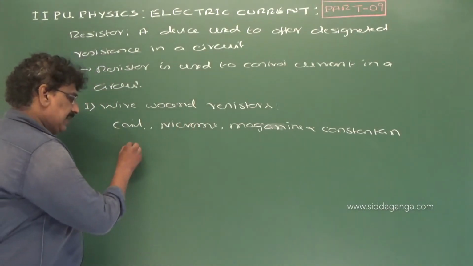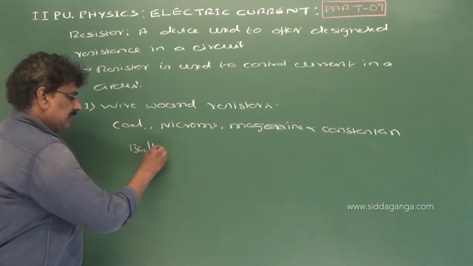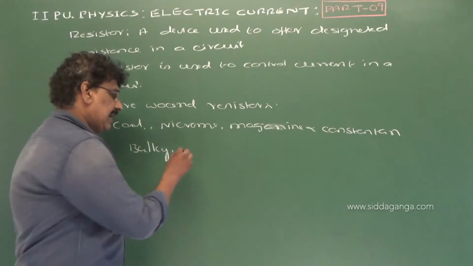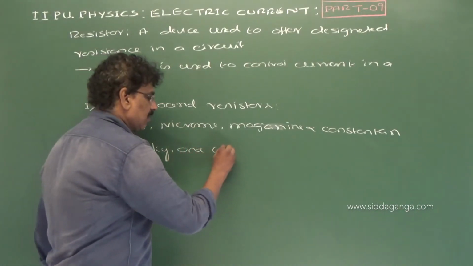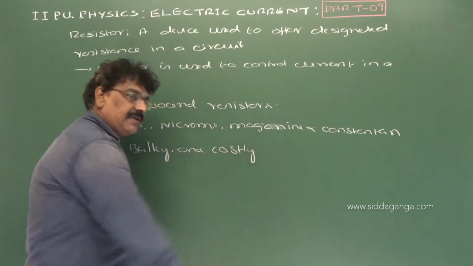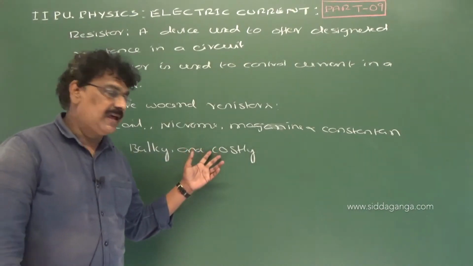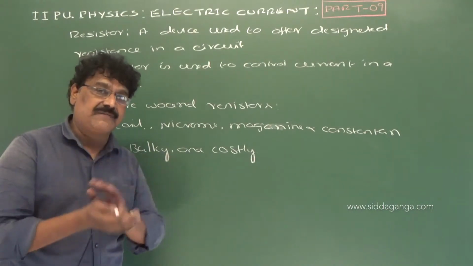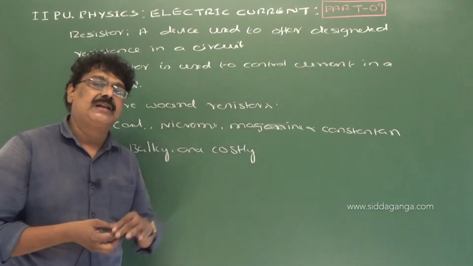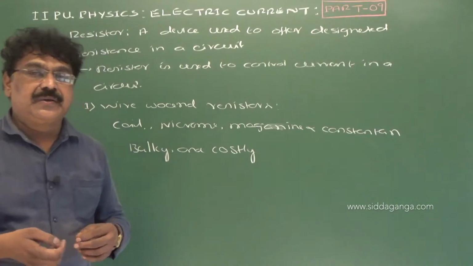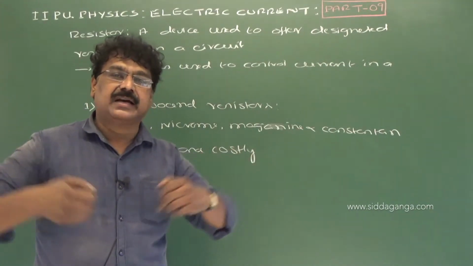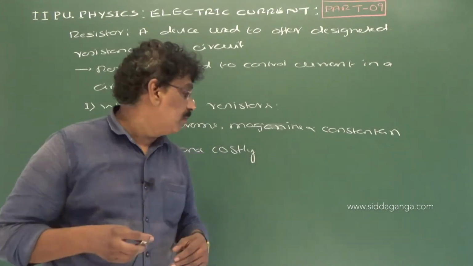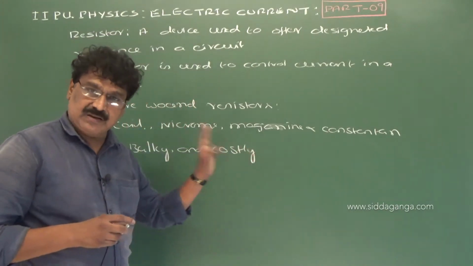These resistors are bulky, that means quite large in size, and they are costly because we are using metallic alloys. As resistance is directly proportional to the length of the conductor, for higher values of resistance we have to use longer resistance wire. Therefore its size will be more and it is also costly.